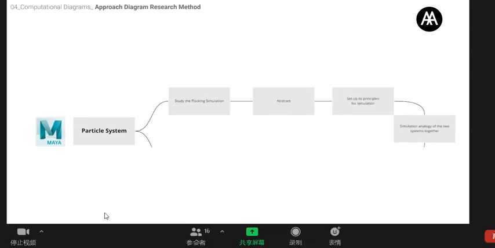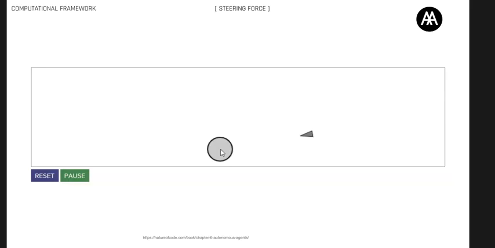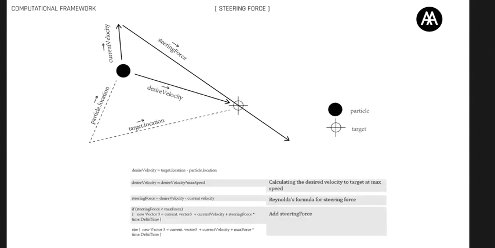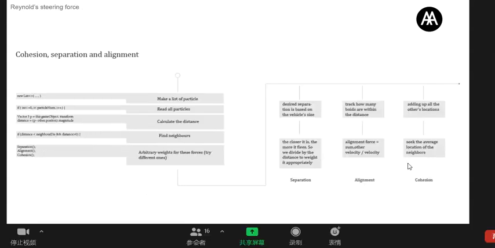Yuji, do you want to speak on that? This is before we talked with Alex. We did some trials on attraction force, but with external targets, not the particle target itself. Next.